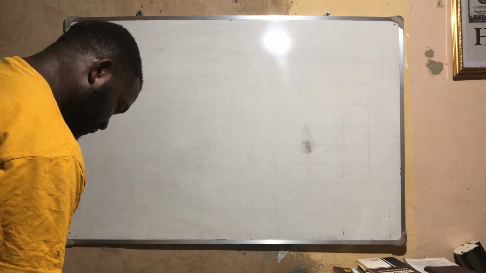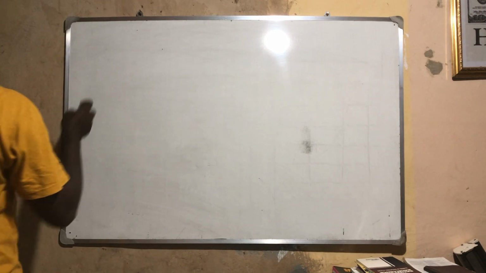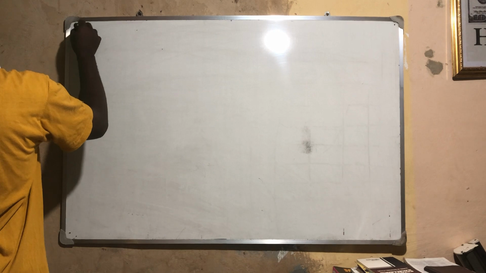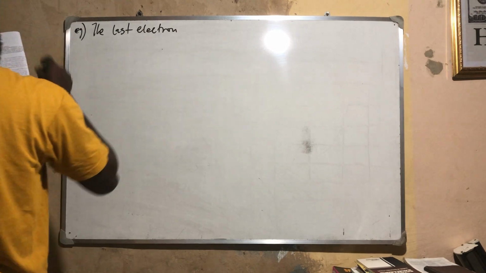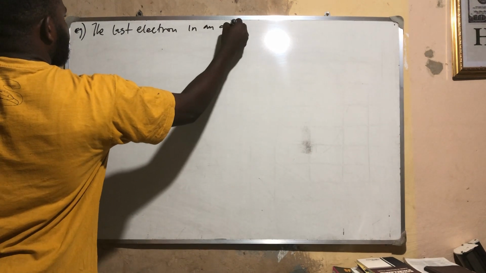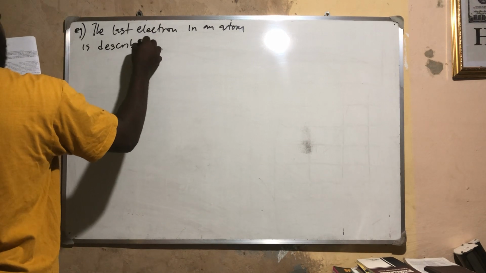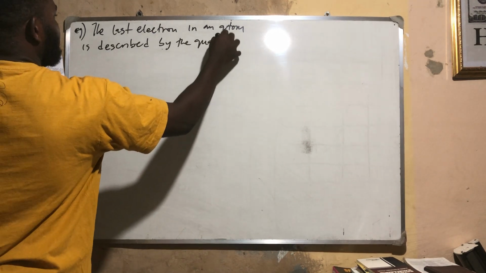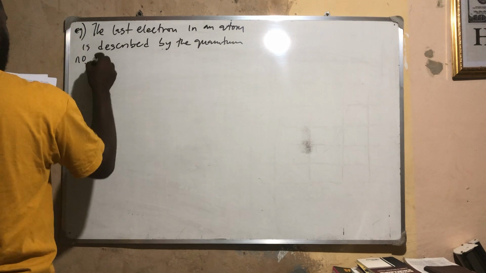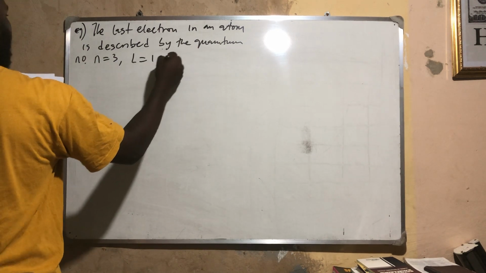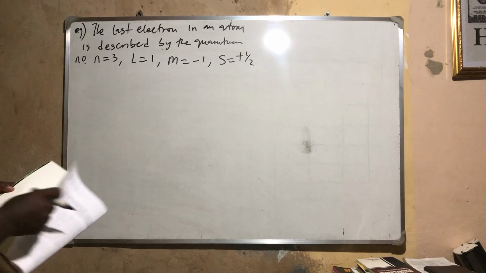So the first question we're going to look at says: question number 1, for example, the last electron in an atom is described by the quantum numbers n is equal to 3, L is equal to 1, M is equal to minus 1, and S is equal to plus half. So this is very, very simple to get.